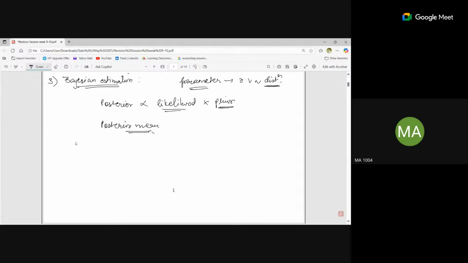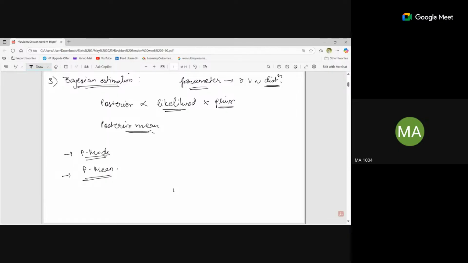If you remember, we can calculate the posterior mode and we can calculate the posterior mean, correct? These were the things, but which is the most preferred method? We actually use the posterior mean, not the posterior mode.